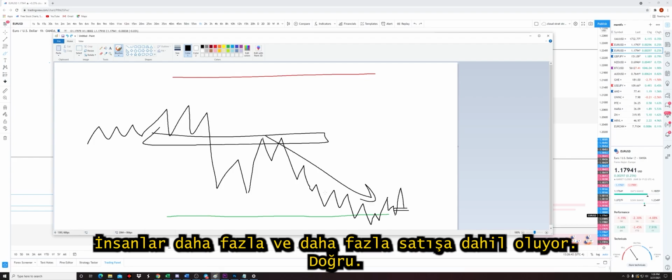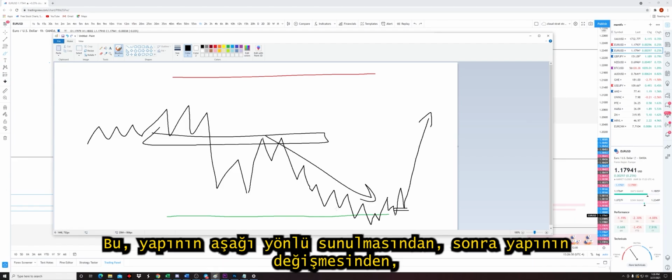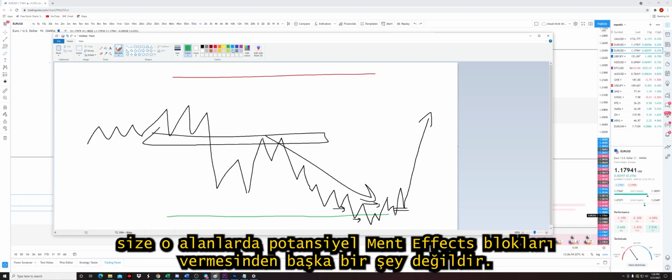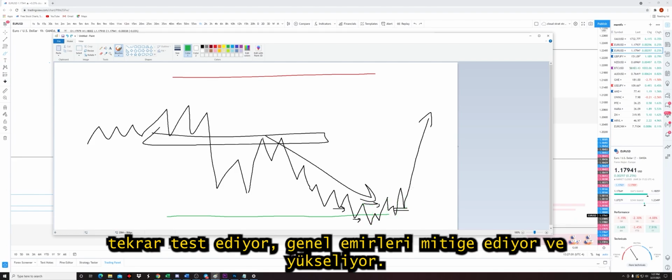This is creating equal tops. People are getting involved in more and more sells, right? And then you have the real markup. And again, if you take a look at this, you'll notice that it's nothing more than structure being delivered lower, then structure shifting, giving you potential MentFX blocks in those areas, testing the areas over and over again, mitigating overall orders, and going higher.